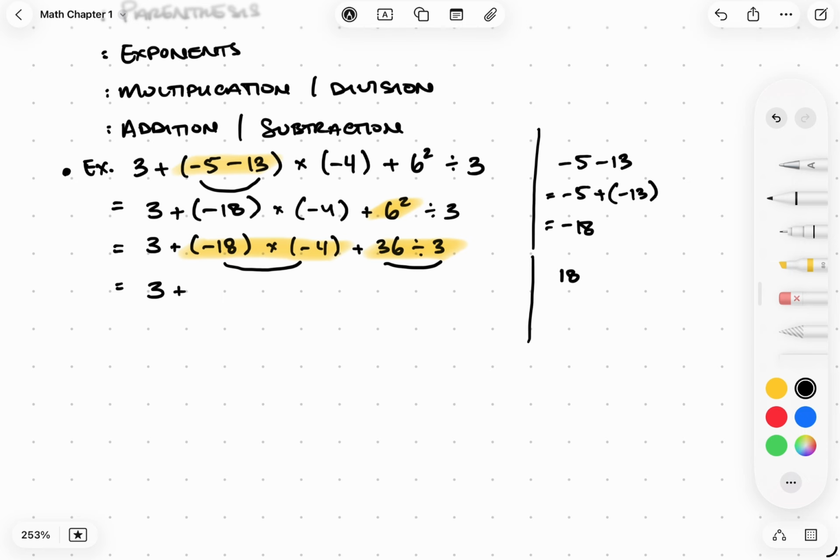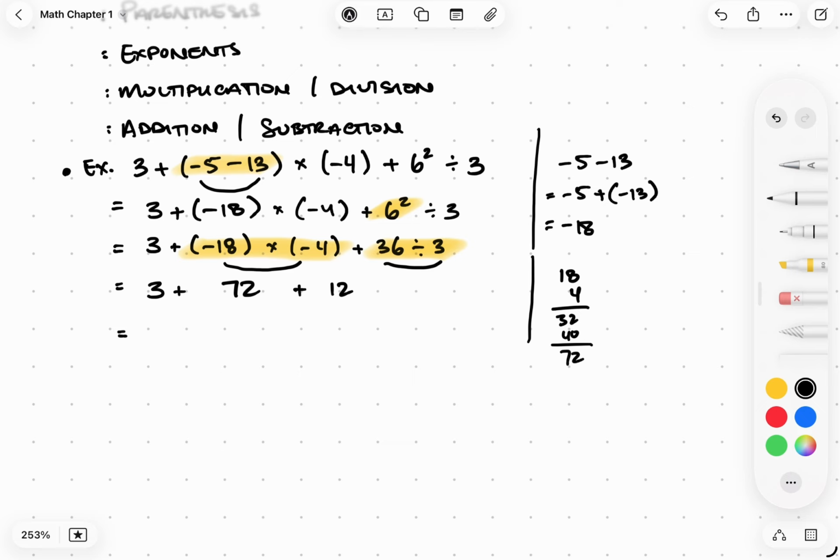I know that negative times negative is going to be positive, so let me do 18 times 4. I get 32, and I get 40, so I should be getting 72. So plus 72, and then plus 36 divided by 3, pretty straightforward there. I could do that in my head. I'll do 12.